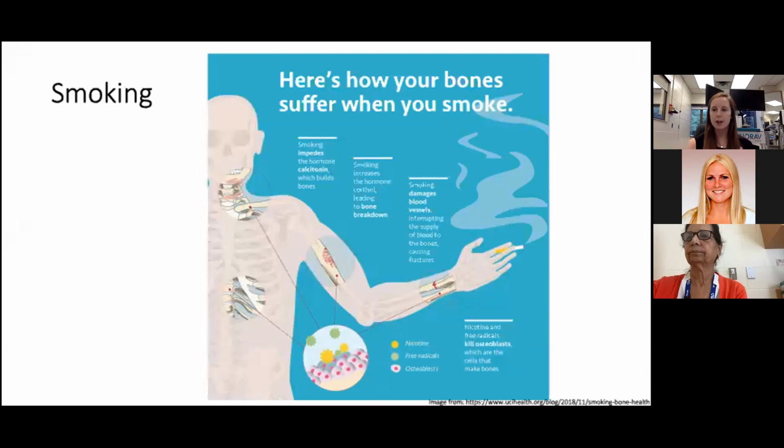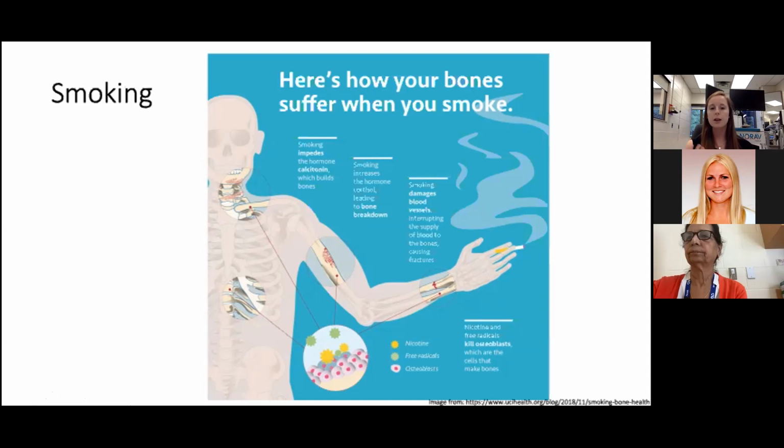Now, smoking, I said we'd talk about this one specifically. Smoking, as you know, can be very hard on your heart health, but it can also be hard on your bones. And that's for a few different reasons. First of all, smoking impedes those bone building cells, the osteoblasts. Also, smoking increases stress hormones, which can lead to bone breakdown through the bone remodeling cells. So it helps to get those jump started. Also, smoking can damage some of the blood vessels that lead to the bones, which can cause bone damage.